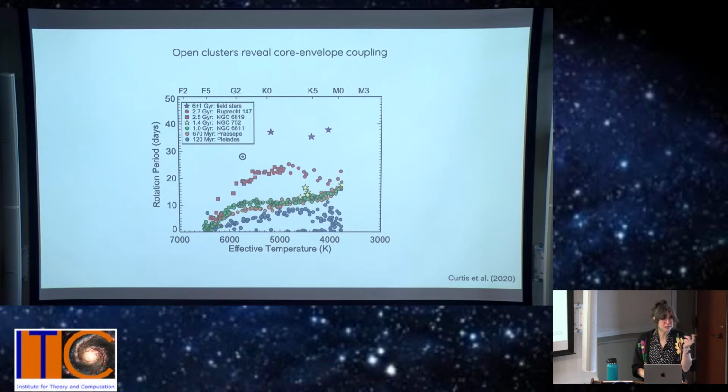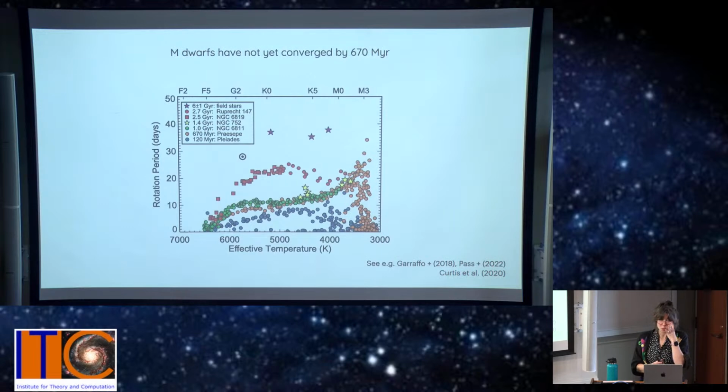So one other thing to point out with these clusters is that there are M dwarfs in these clusters that have not yet spun down to reach the single sequence relation between rotation period and age. So the art of measuring an age for an M dwarf is a little bit less well determined, and we don't know exactly what age at which M dwarfs spin down, as in what's the minimum age at which gyrochronology can be applied to M dwarfs.